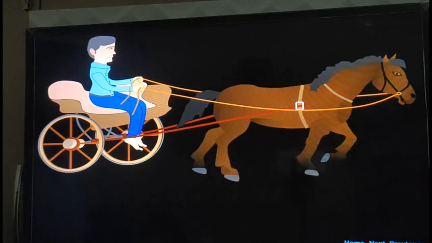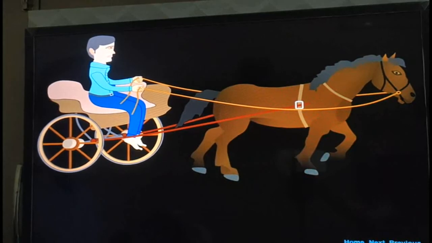Well, dear students, today we will study the horse and cart problem. This is based on Newton's third law. Action and reaction on a body are equal and opposite, but they never cancel each other because they act on two different bodies at two different times.